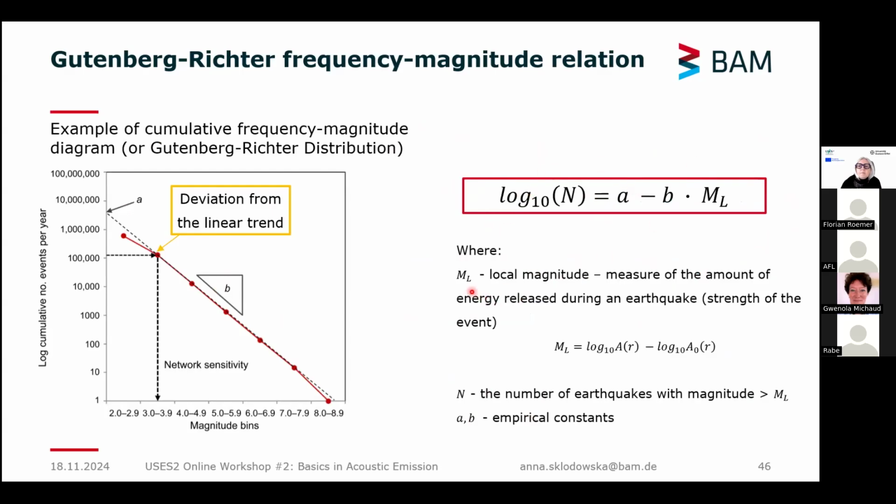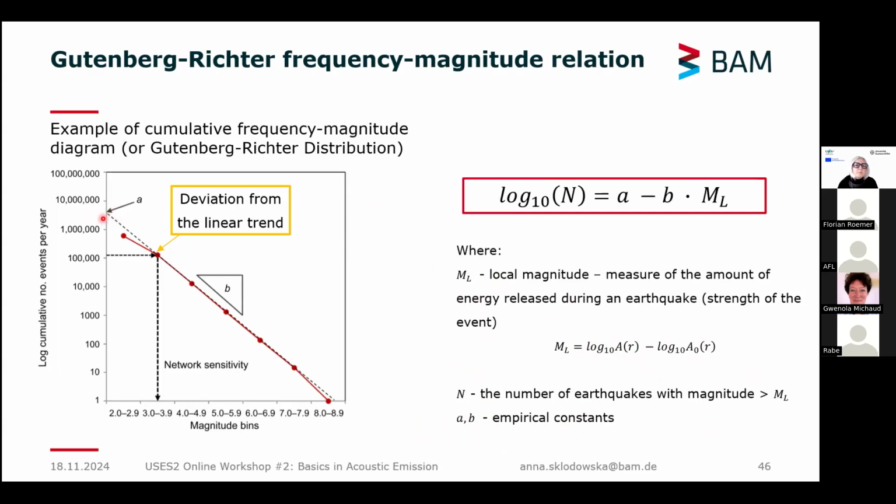basically we have this relation, where ML is a local magnitude. This is the seismology equation, which is adjusted for later. In the next slide, I show you how it's adjusted to the acoustic emission events. But let's say we have a magnitude of an event, which is a measure of the amount of energy released during an earthquake or an acoustic emission event. In case of earthquakes, it's dependent on the distance, but in acoustic emission, we don't take it into consideration. And here N is the number of earthquakes or events with a magnitude higher than the defined local magnitude. And A and B are empirical constants.